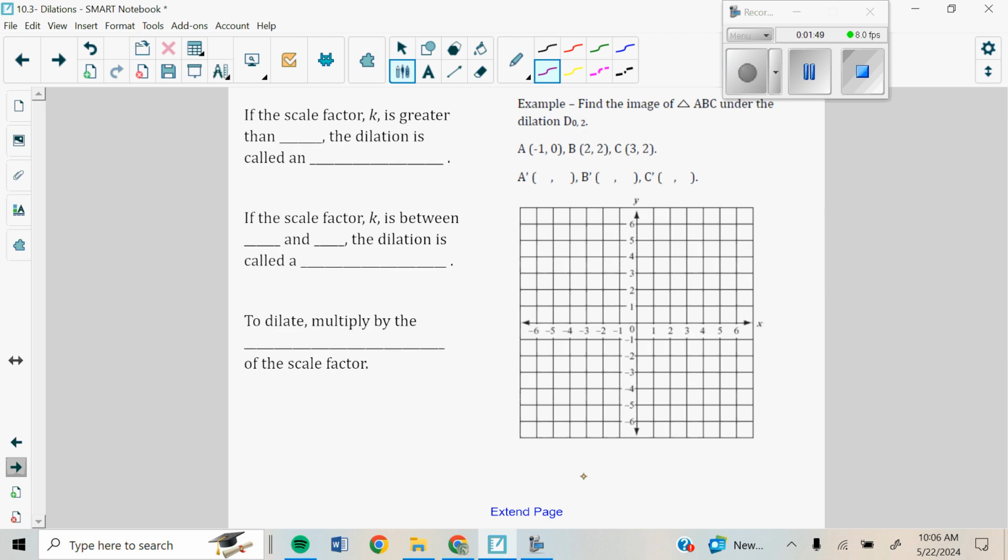So if the scale factor K is greater than 1, then it's an expansion. If the scale factor is between 0 and 1, so a decimal or a fraction that's between 0 and 1, it's called a contraction. So it gets smaller. So to dilate, we're going to multiply by the absolute value of the scale factor. Your scale factor should be positive anyways, but just in case, absolute value.